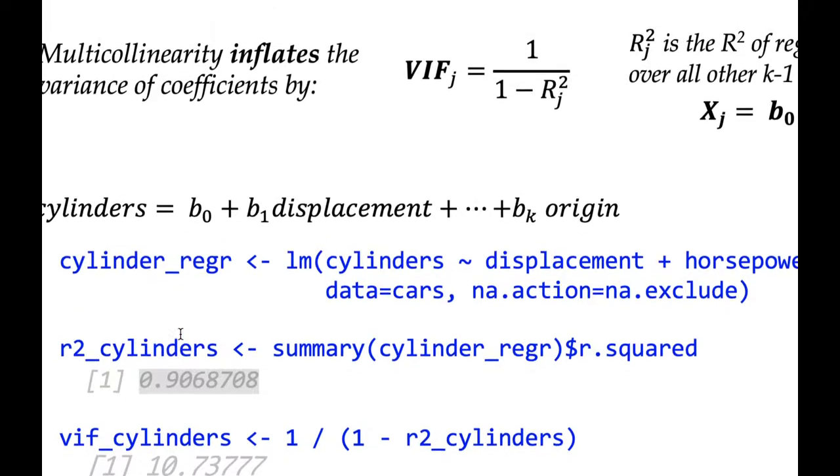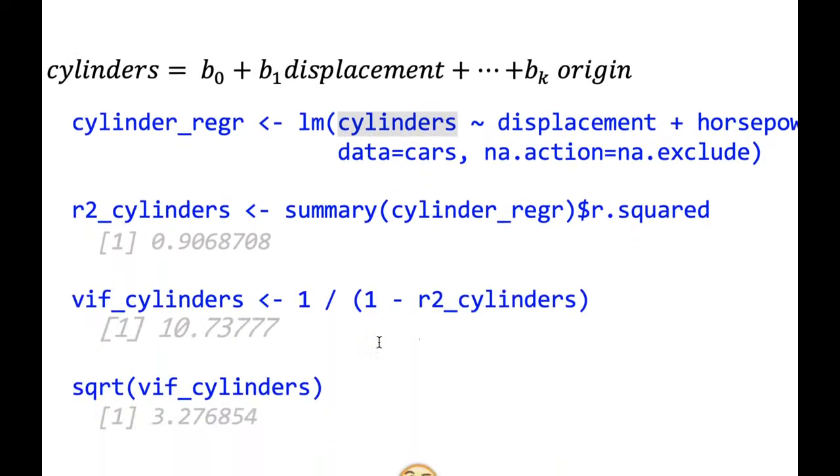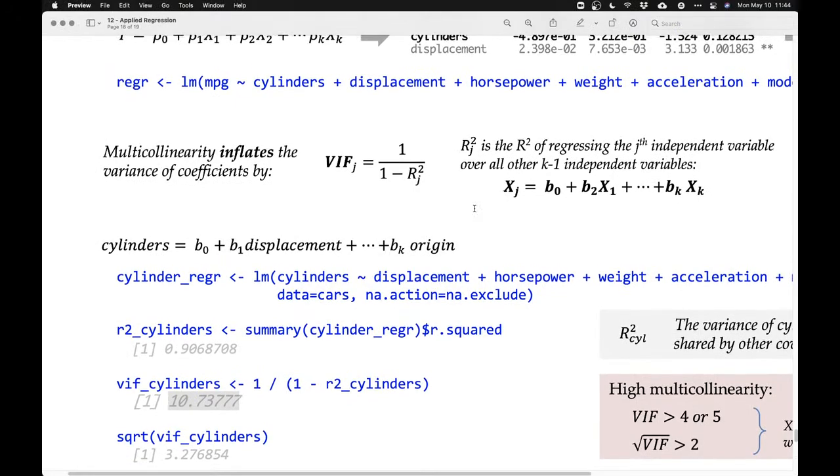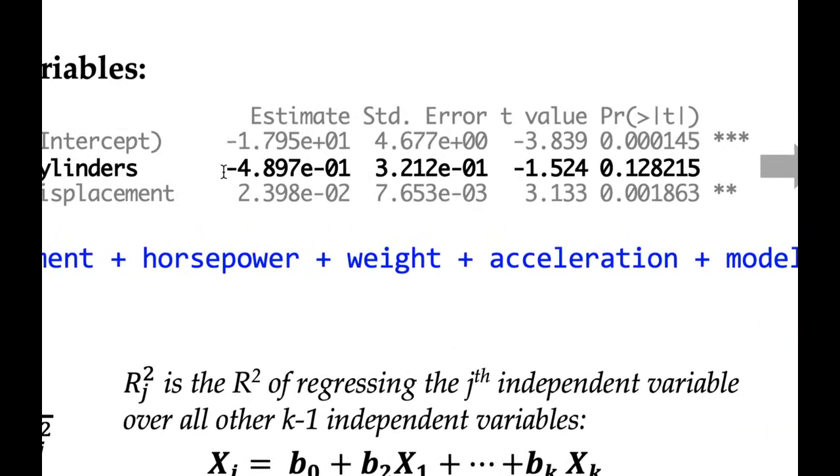What we can do is take 1 over 1 minus that R squared of cylinders regressed over the remaining explanations. And that gives us a variance inflation factor. So 1 divided by 1 minus the R squared of the cylinders regression gives us a variance inflation factor of 10. What this tells us is that the variance of this estimate, which is the square of the standard error, is 10 times bigger than it would be without multicollinearity.